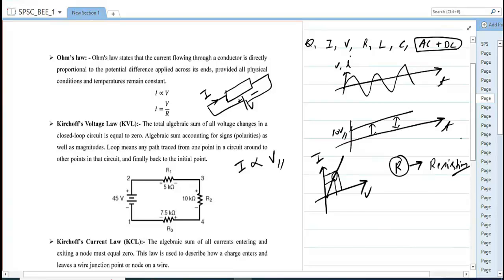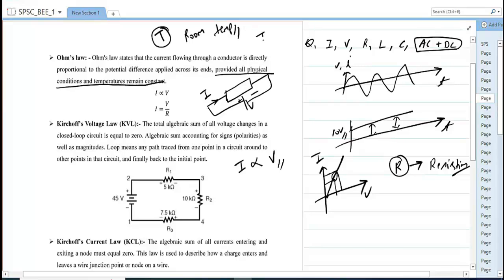and it is otherwise known as the proportionality constant. So you can see Ohm's law states that the current flowing through a conductor is directly proportional to the potential difference applied across its ends, provided all physical conditions and temperature remain constant. This line is very important. I and V are proportional, it's okay, but up to its temperature, it's constant at room temperature. It will happen at room temperature.